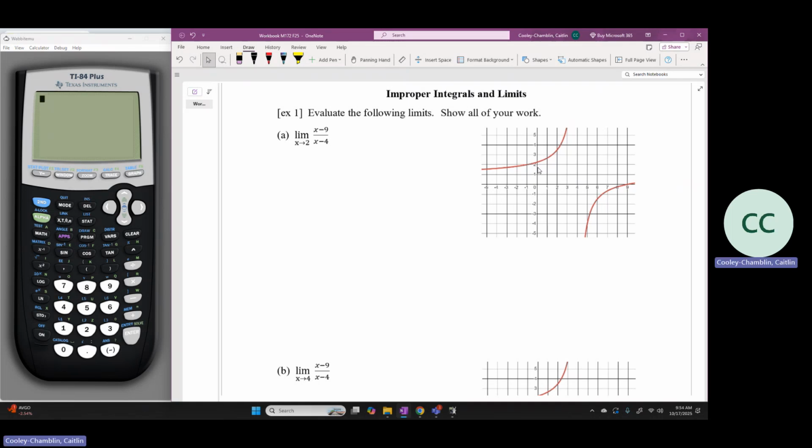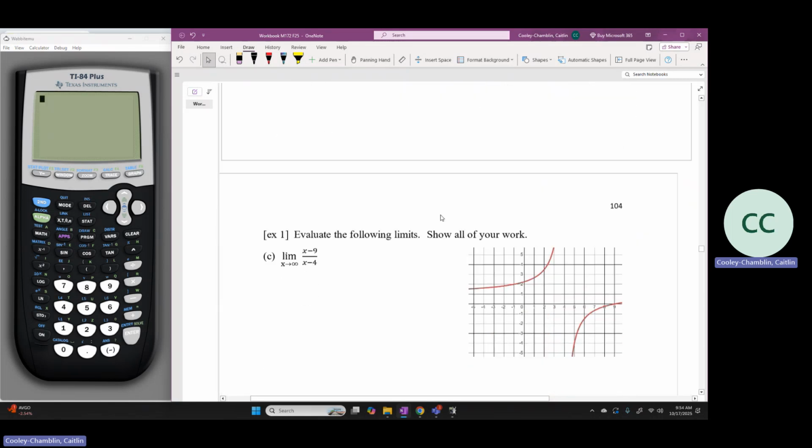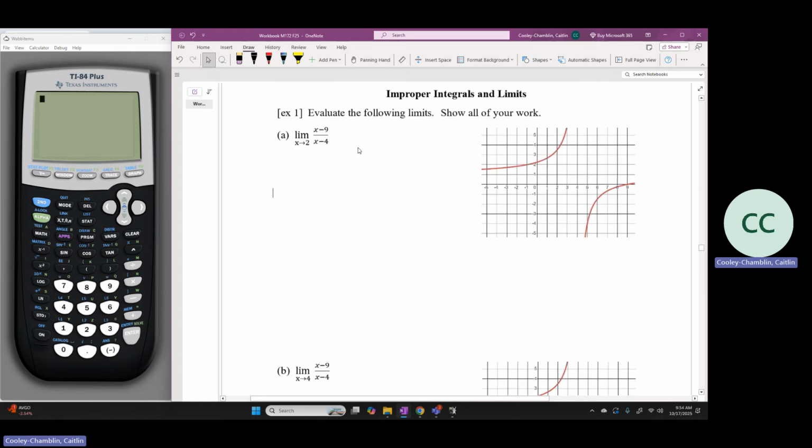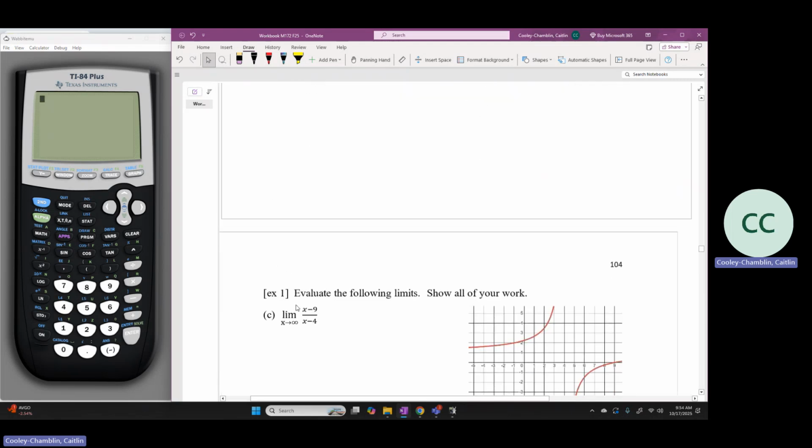Example 1 says evaluate the following limit, show all of your work. So what I want you guys to do is pause the video for just a few seconds and go ahead and do 1A, 1B, and 1C. Again, you should have seen this before. If not, we're going to go through it quickly, but we will go through it.